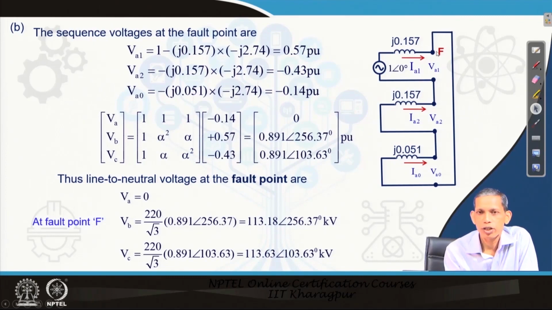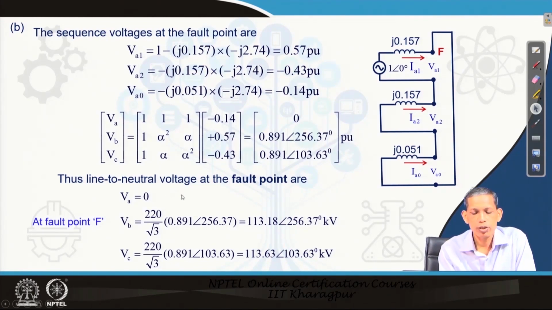Now, the sequence voltages at the fault point: because the fault is created in phase A, we expect the phase A voltage to be 0. We have the corresponding VA1, VA2 and VA0 as mentioned, giving different per unit voltages. Applying the transformation T to the sequence voltages, we get VA, VB, VC: VA is 0 as mentioned, VB is 0.891 with an angle of 256.37 degree, and VC is 0.891 with an angle of 103.63 degree. This gives us VA, VB, VC at the fault point.